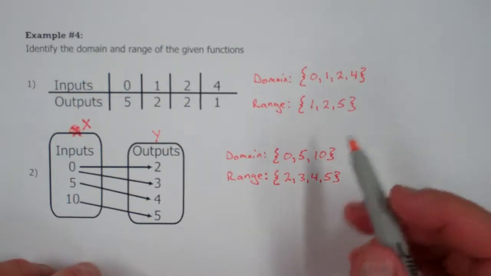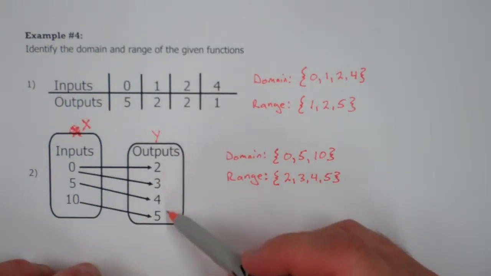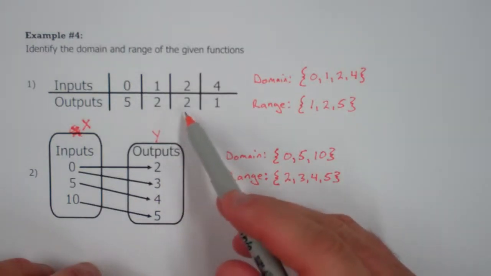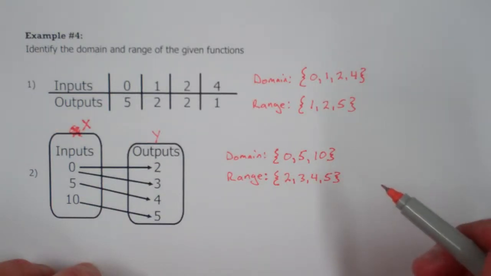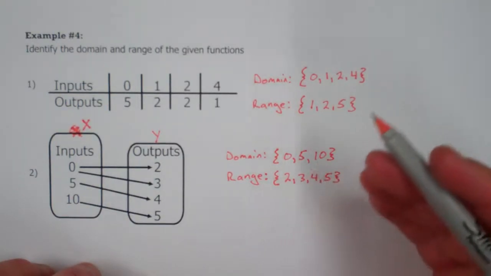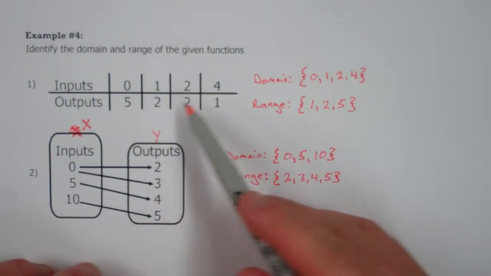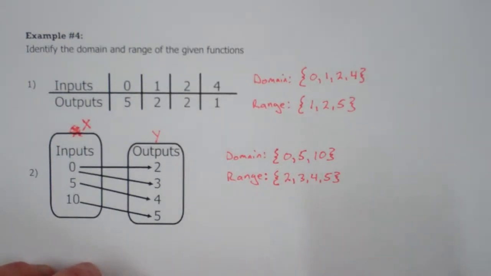So once again, the domain refers to the input side. The range refers to the output side. We only write down a value one time, even if it's repeated. You can or cannot go in order, it doesn't really matter. And then also understand that domain and range are either the possible values for the inputs and outputs, or in this case we're given tables and mapping diagrams, so we're just going to write those values down here.